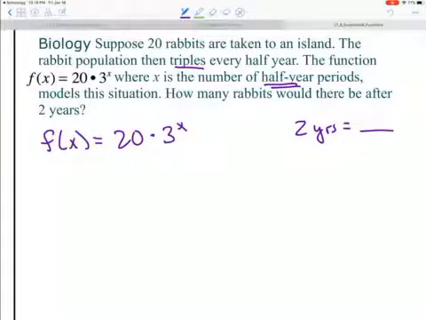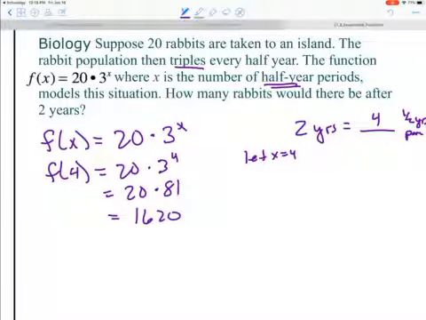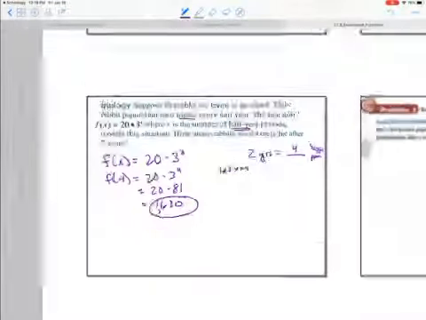2 years is how many half-year periods? 2 years is obviously 4 half-year periods. So what I'm going to do is let x be 4. So I'm plugging in 4. I get 20 times 3 to the 4th, which is 1,620 rabbits. So we can see that the rabbit population is growing exponentially.